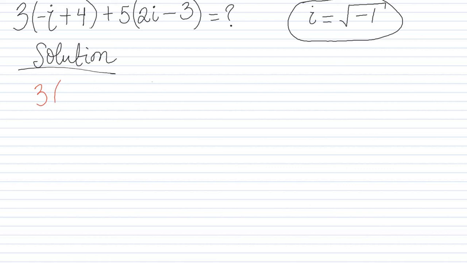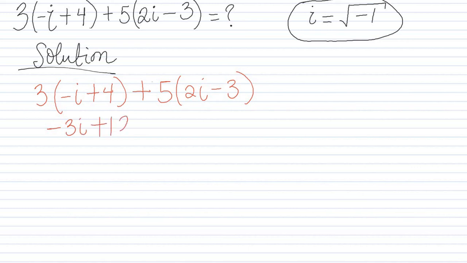So you have 3 negative i plus 4 plus 5 2i minus 3. 3 times negative i is the same thing as negative 3i. 3 times 4 is plus 12, right? 3 times positive 4 is positive 12, plus 5 times positive 2i is the same thing as positive 10i. And 5 times negative 3 is the same thing as negative 15. So now we've gotten our question to a point where we don't have any form of brackets.